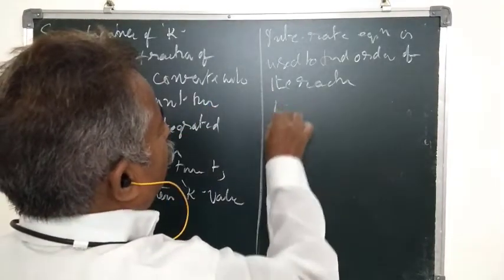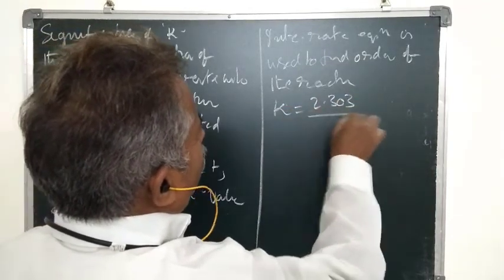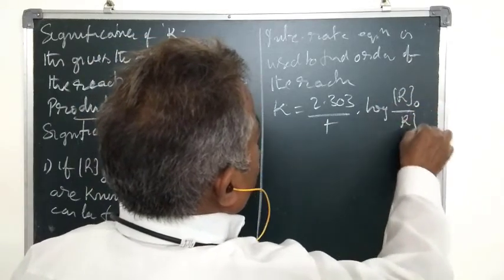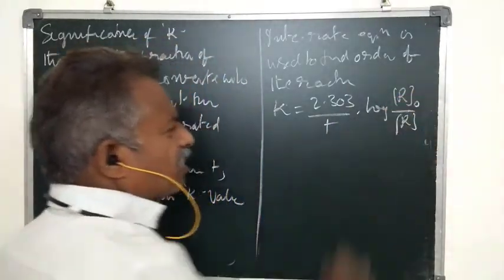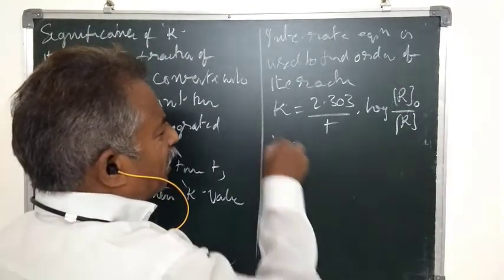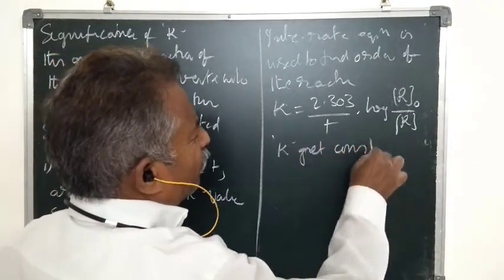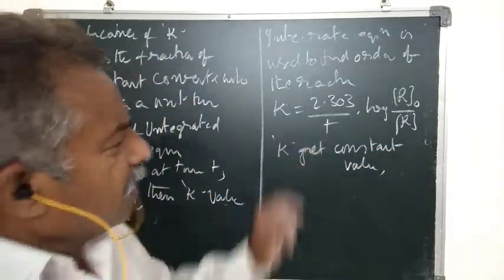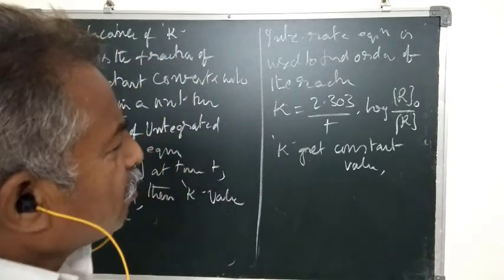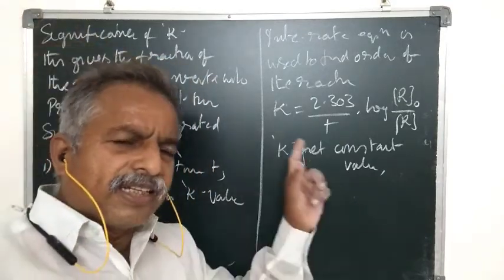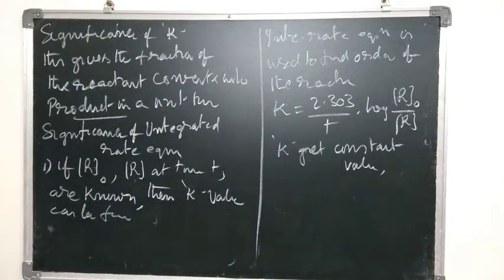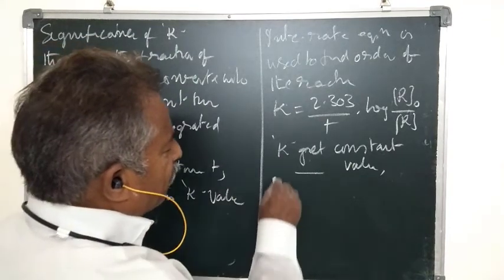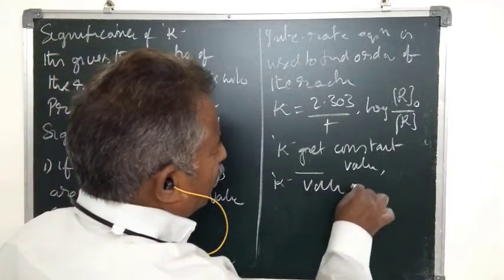That is, k equal to 2.303 by t log R0 by R. In this equation, if these values are substituted and k gets a constant value, then it is understood that the reaction is a first order reaction. Otherwise, it is not a first order reaction. This integrated rate equation can be used to evaluate the k value by the graphical method.